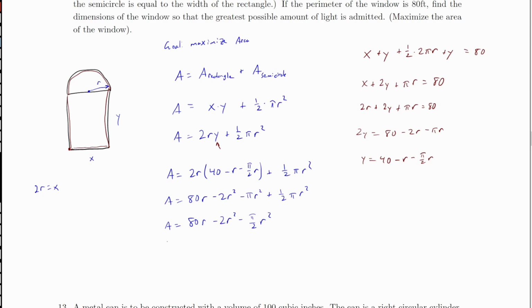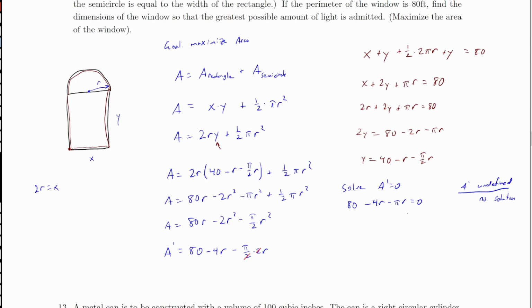We've simplified this as much as possible. So now let's differentiate. So A prime is going to be 80 minus 4r minus pi over 2 times 2r. The 2's cancel here. And what I want to do is figure out where A prime is equal to 0 or where A prime is undefined. Okay, but this is a polynomial, so there's no solution where it's undefined. Okay, so we have 80 minus 4r minus pi r equals 0.